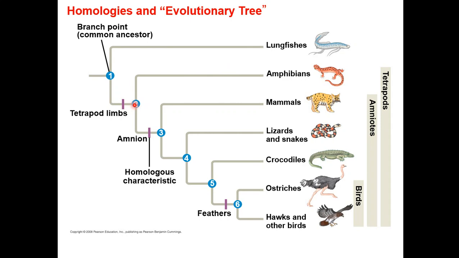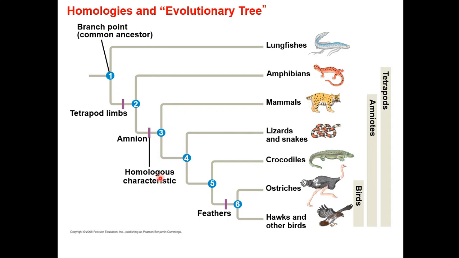Next, for number three, the common ancestor of mammals, lizards and snakes, crocodiles, ostrich, and hawks and other birds: presence of amnion. Yung amnion is the amnion sac, yung nasa during pregnancy. Wala niyan yung amphibians kasi egg-laying sila, same with lizards, pero wala silang amnion.